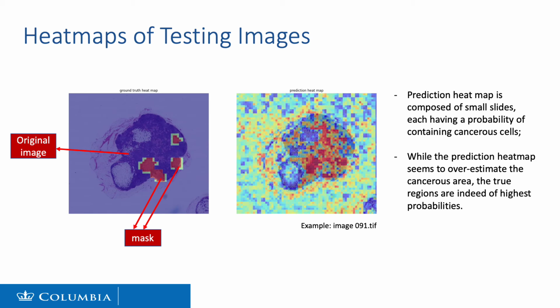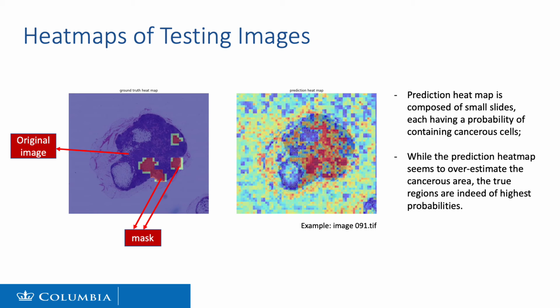As a visualization of our testing images, we have two, and we illustrated the ground truth slides and the prediction slides. We have two images in our testing dataset, and this is one of them. On the left, we have the original slice on the bottom, and on the top, we overlaid the mask that indicates the region of interest, which are the cancerous cells.